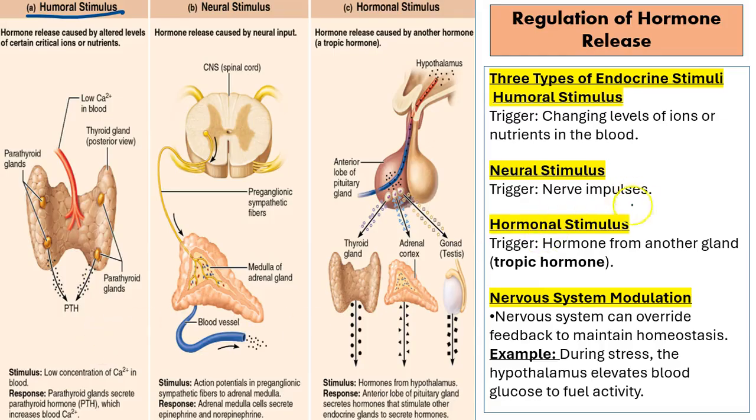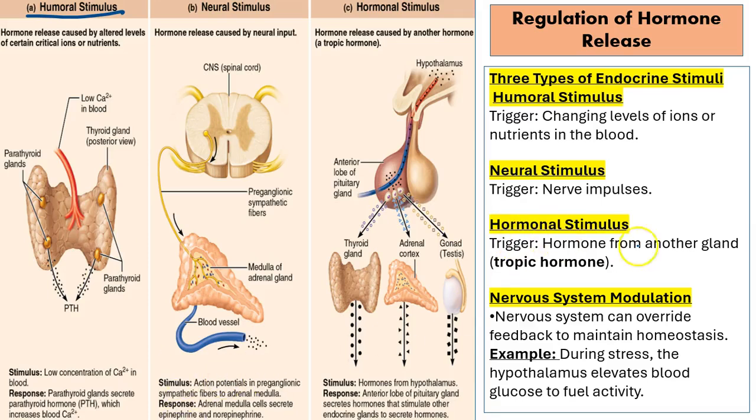We also have a neural stimulus, which means the trigger is going to be a nerve impulse. So one stimulus can be some type of action potential in the sympathetic fibers that are going to the adrenal medulla, which is basically the inside of the adrenal gland. Then you have the cortex on the outside of it. And the response of the adrenal gland is to secrete epinephrine and norepinephrine and say, hey, we're actually dealing with some type of stressor, and so we need to make sure we get back in balance.